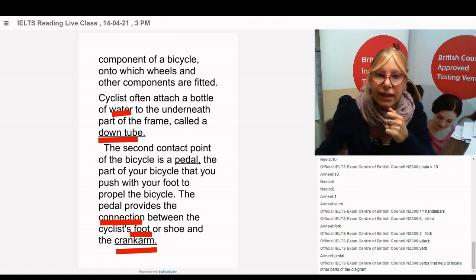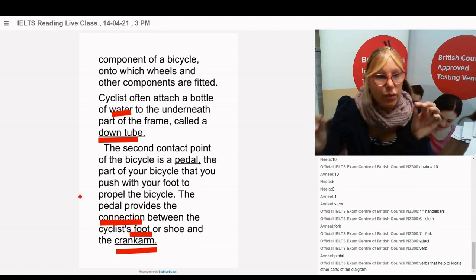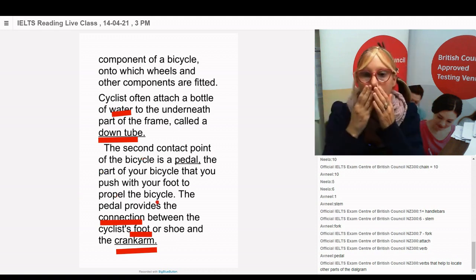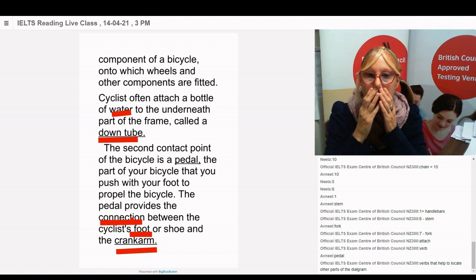Somewhere down here in this paragraph, can you see a word that helps us to locate two parts and put them together? Push your foot.